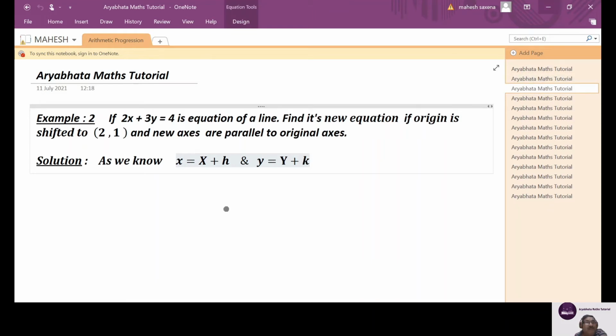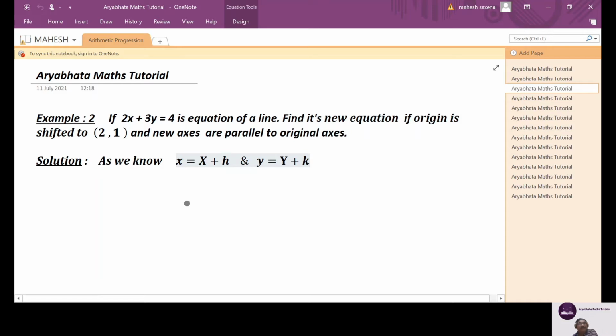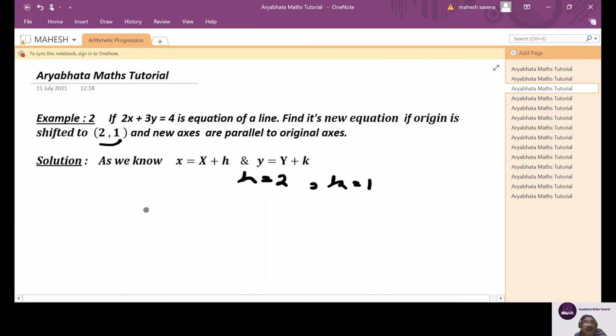Now we are taking example 2: if 2x plus 3y is equal to 4 is the equation of a line, find its new equation if the origin is shifted to 2, 1 and the new axes are parallel to the original axes. As we know that small x is equal to capital X plus h, here since the origin is shifted to 2, 1, h is equal to 2 and k is equal to 1. Therefore, small x is equal to capital X plus 2, and small y is equal to capital Y plus 1.